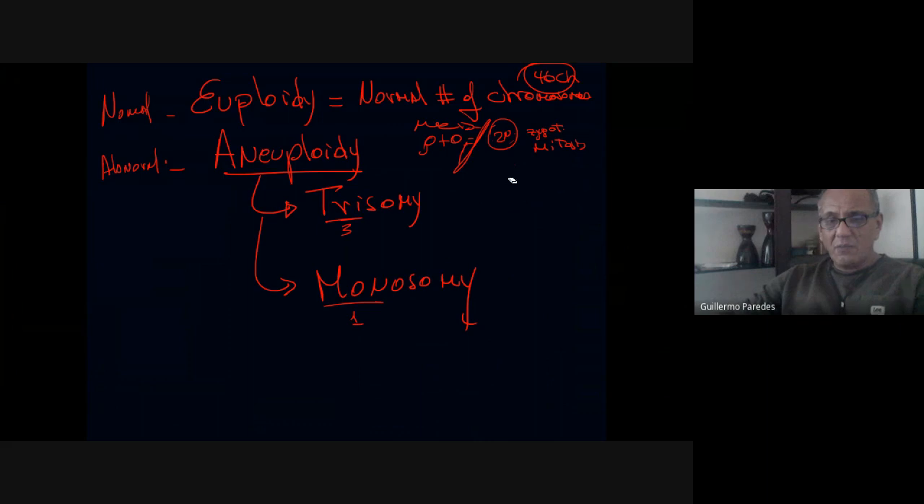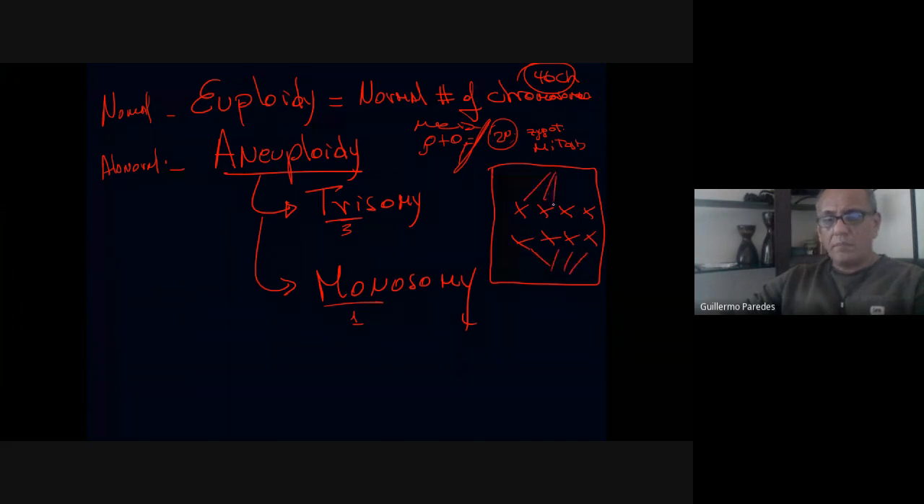All right, so let's do it again. They are going to pull them to the poles, pulling this way and this way in order to separate the cells. But what happened?